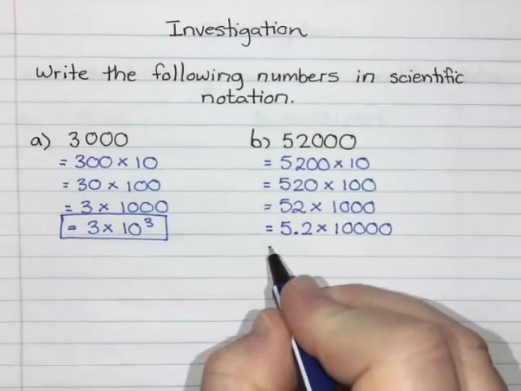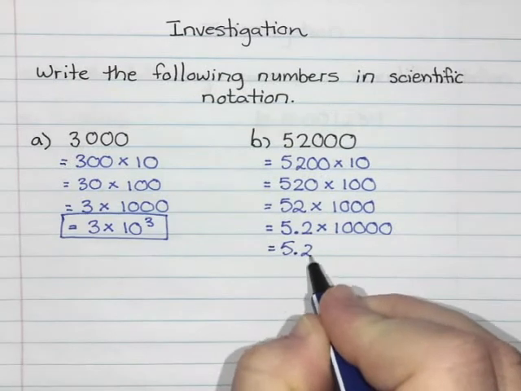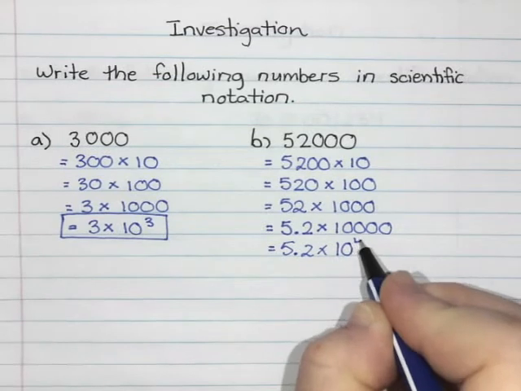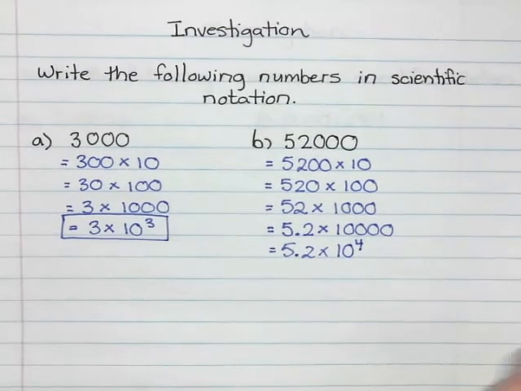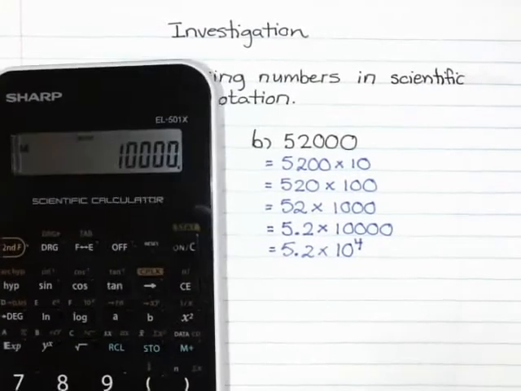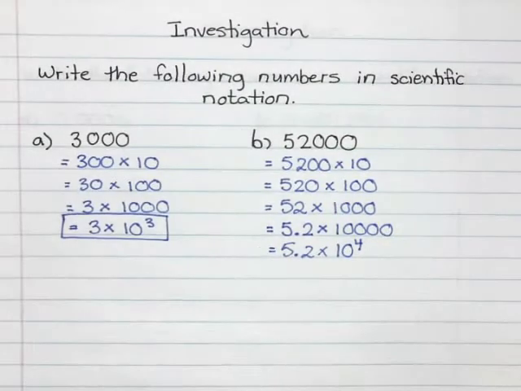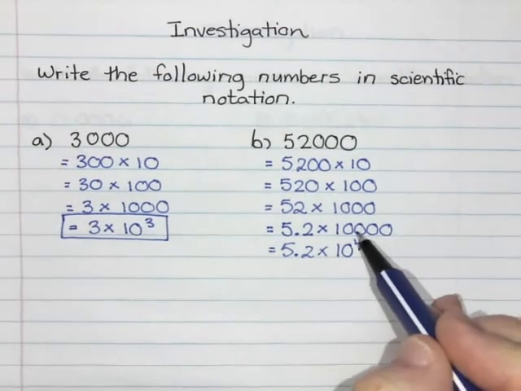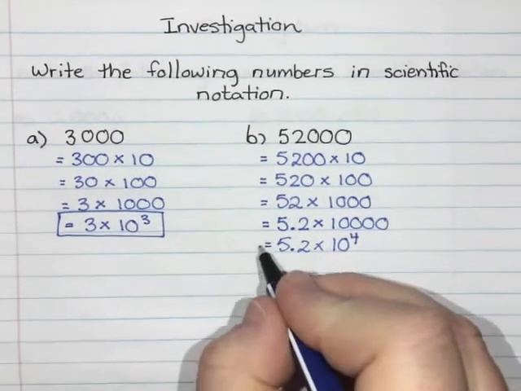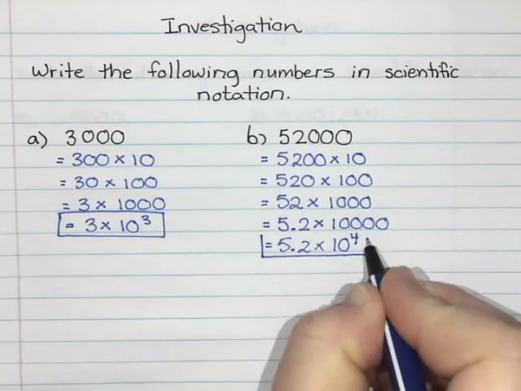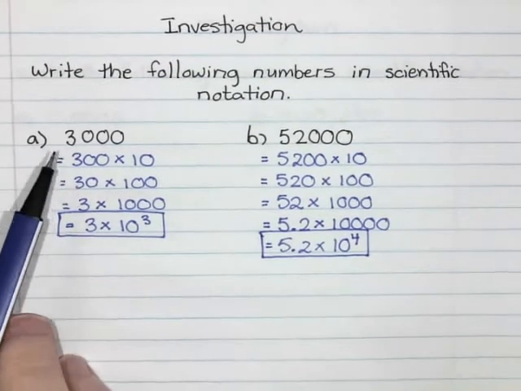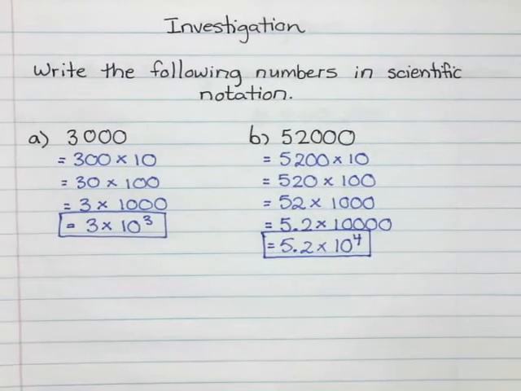Now 10,000 is the same thing as 10 to the power of, there are 4 zeros there, so 10 to the power of 4. And if you're not sure, you can check that 10 to the power of 4 is 10,000. That's the nice little trick about powers of 10: if you count the zeros, that's the exponent that would be on a 10 to give you that number. So in scientific notation, 52,000 is 5.2 times 10 to the 4. And 3,000 was 3 times 10 to the power of 3.